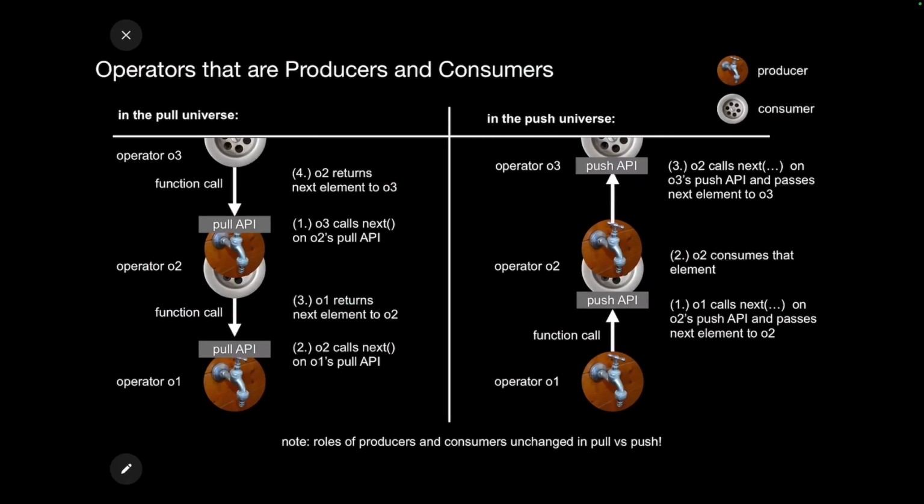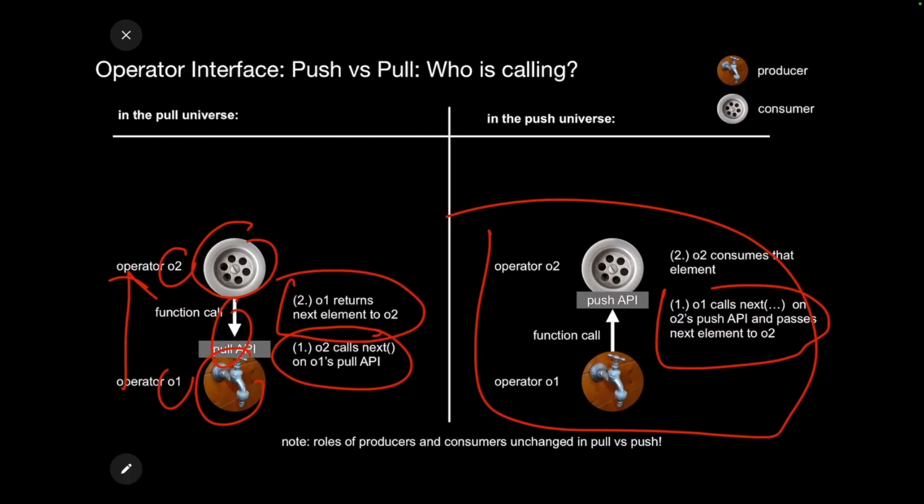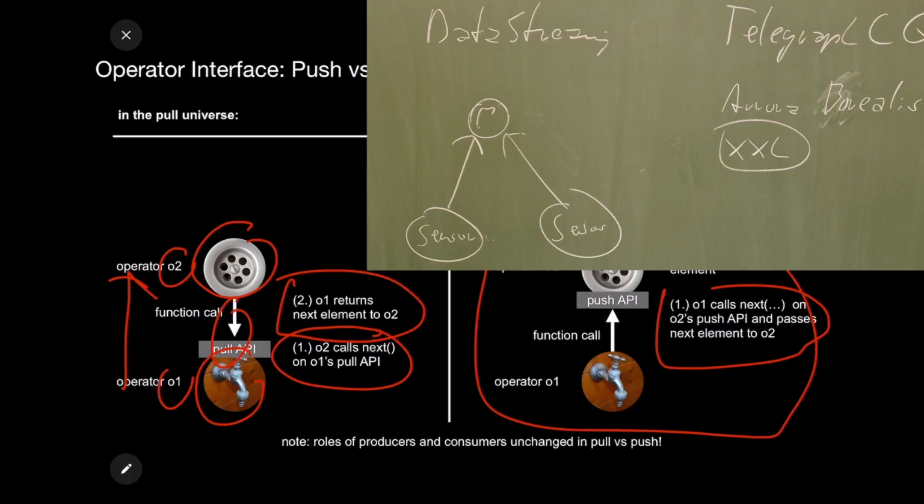Data streaming systems. There are many, this happened around 20, 25 years ago. Prominent examples in that space were Telegraph CQ, one name of a system, and Aurora Borealis. A couple of spin-offs were also created from Marburg University, where I graduated. XXL was a library that did that in Java, also with push-based interfaces, very similar ideas.